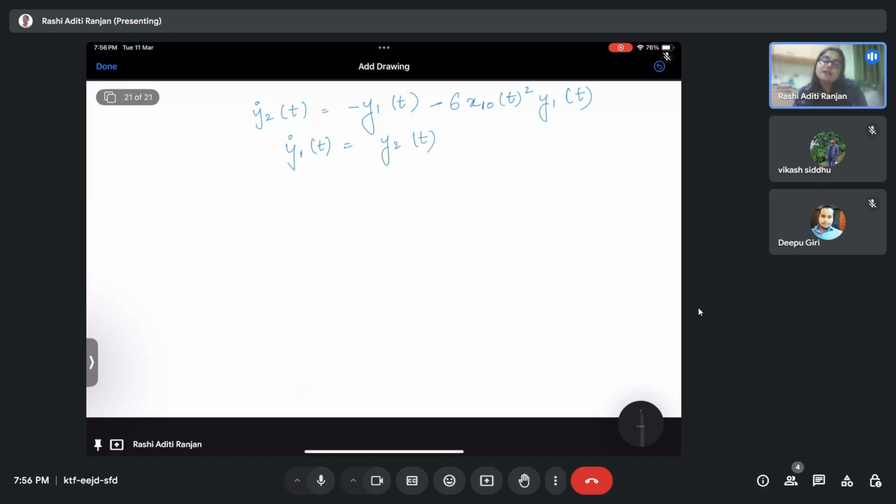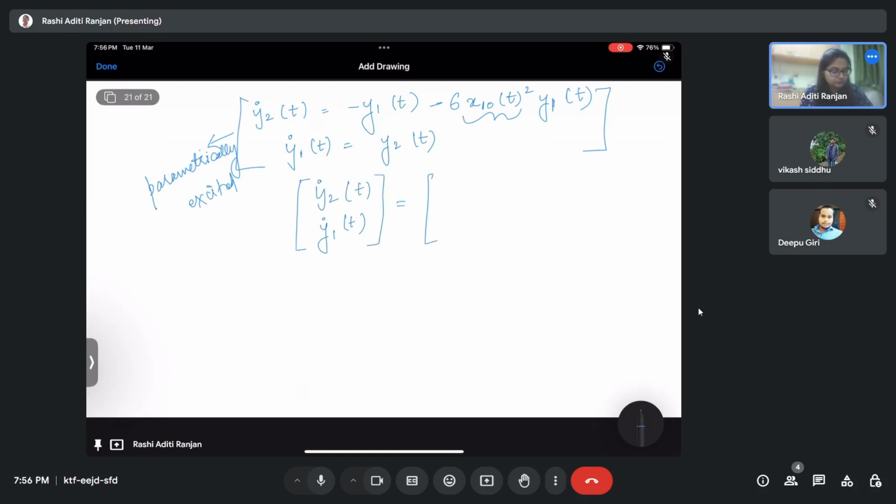Now you see, my perturbed equation is a parametrically excited system, isn't it? How? Because here this term is actually having a sinusoidal variation. So this parameter, this term which is multiplied by y1 is actually changing with time. Okay. So now what I can do is, I can write it in matrix form: 0, 1, minus 1, 0, acting on y1, y2.